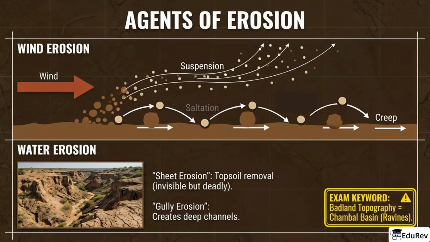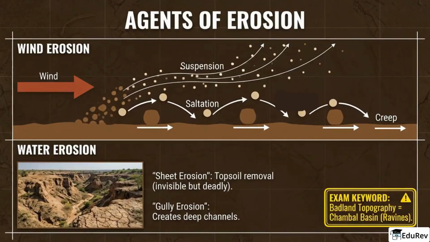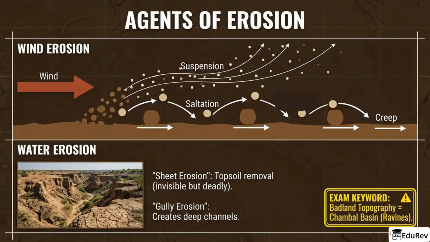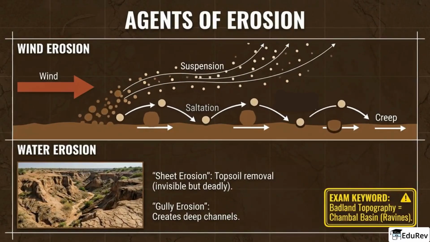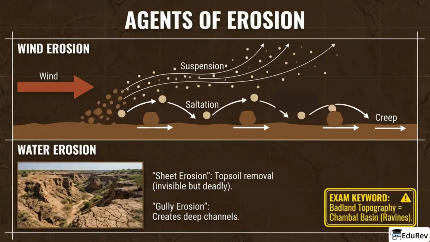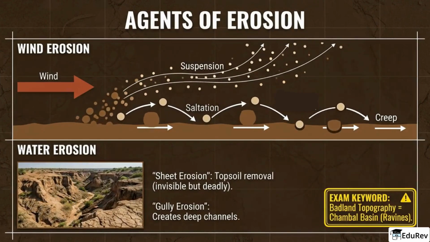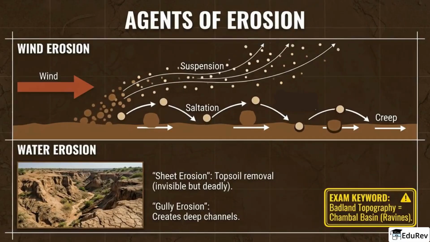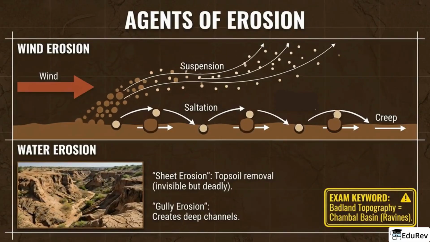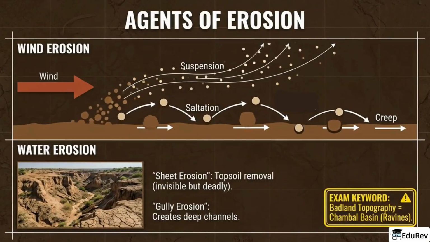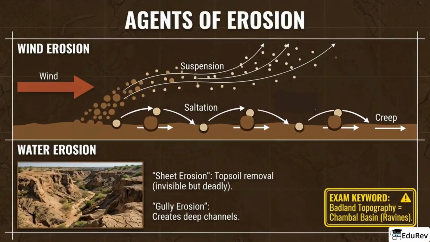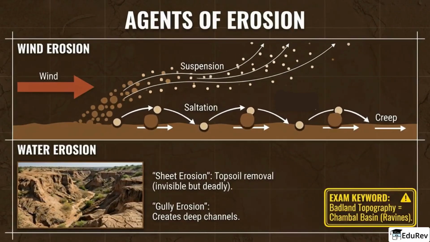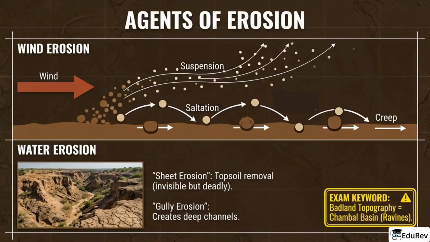Now, water erosion. Sheet erosion is the uniform removal of topsoil. It looks less dramatic, which is why it is often missed, but it is deadly because it strips fertility silently. Gully erosion is more visible. It creates deep channels. And one exam keyword must be permanent in your mind. Badland topography is associated with the Chambal Basin ravines. That one phrase alone appears again and again in objective papers.